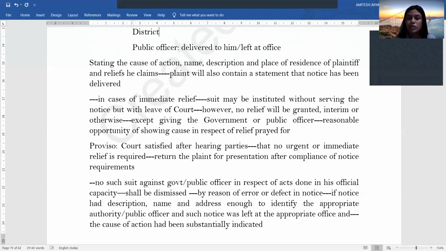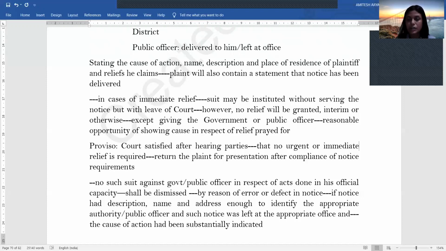What is happening here? The court is telling you to go give 2 months notice. If your work is not done, then come back. Now, if it is a suit against a public officer in his official capacity, that suit will not be dismissed on the ground that there was some error or defect in the notice.